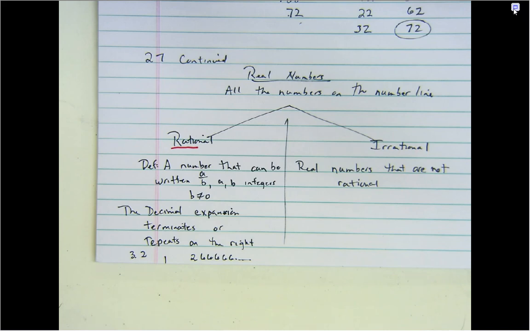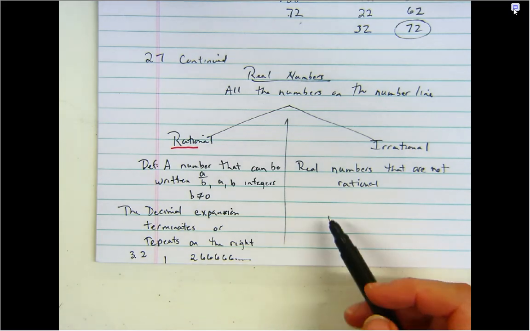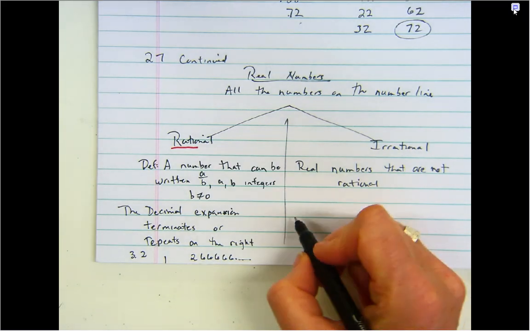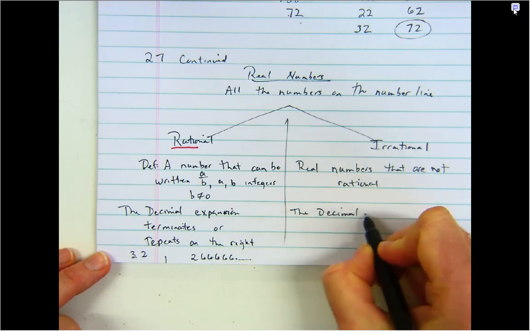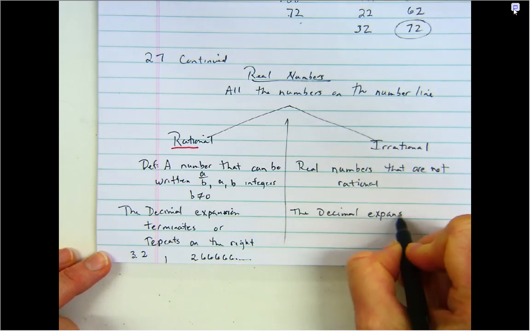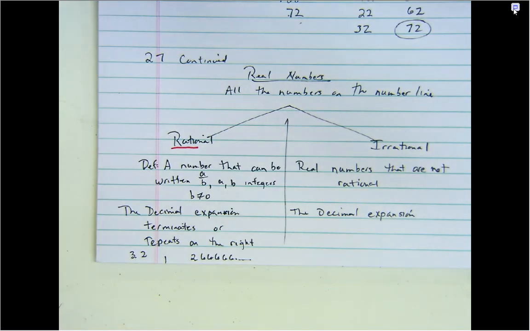Some real numbers that are not rational are irrational, and their decimal expansion does not have either of these characteristics. It will not terminate, it won't just end, and it won't end in a repeating pattern.